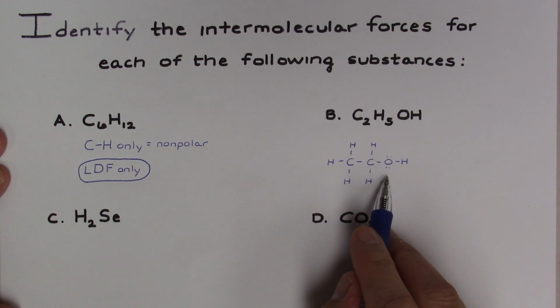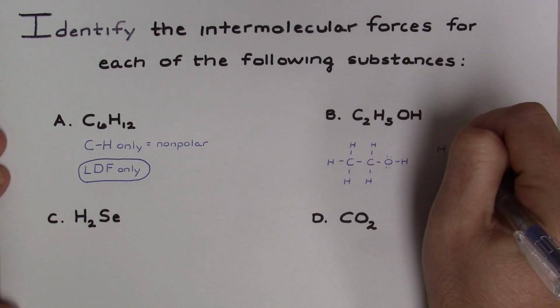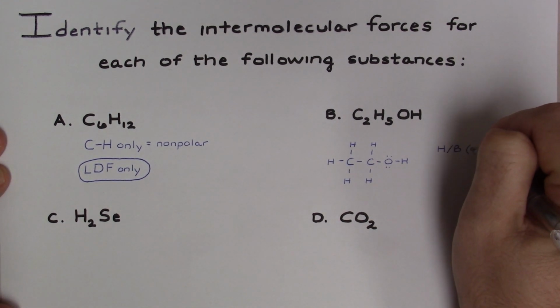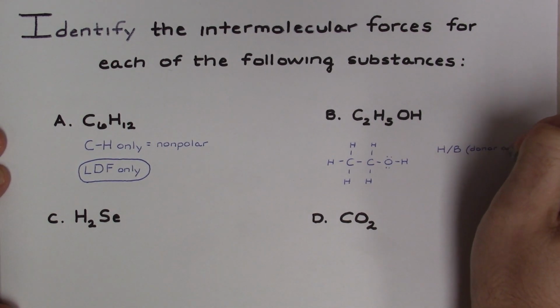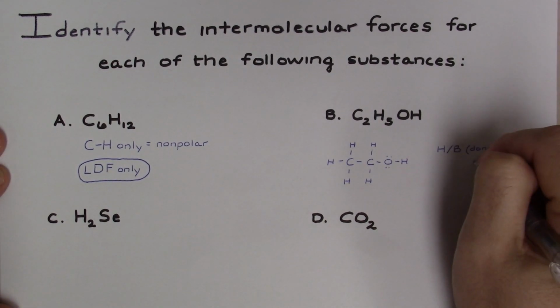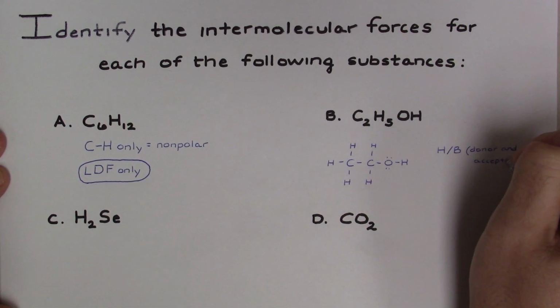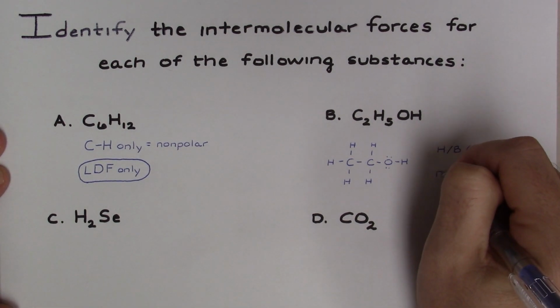Notice that our OH group is a hydrogen bonder. So this is one of our intermolecular forces. It does hydrogen bond, and it can be a donor with the hydrogen as well as an acceptor because of the lone pairs on the oxygen. So therefore, it can be a hydrogen bond donor or acceptor.